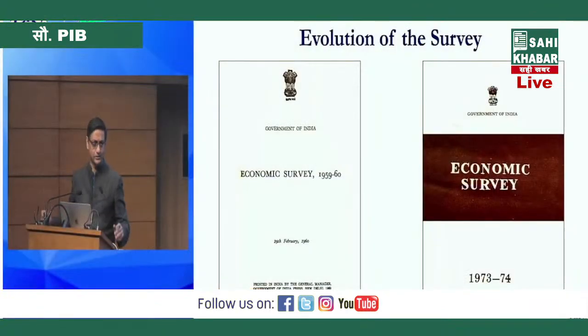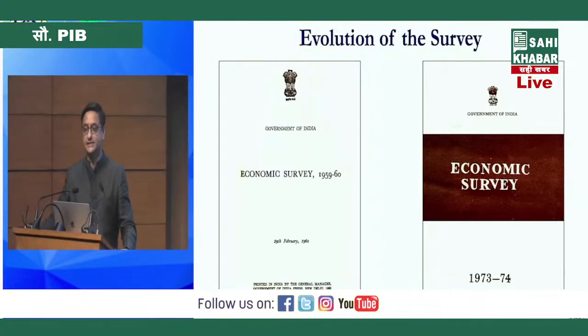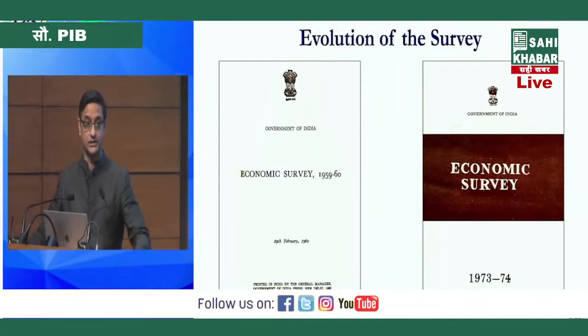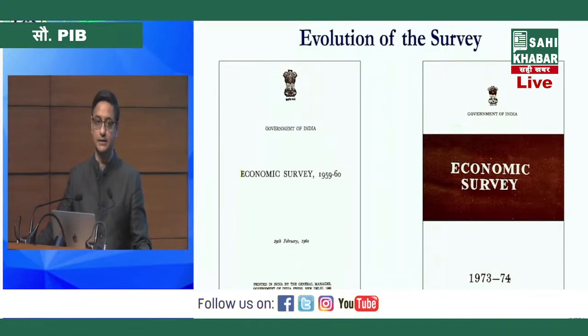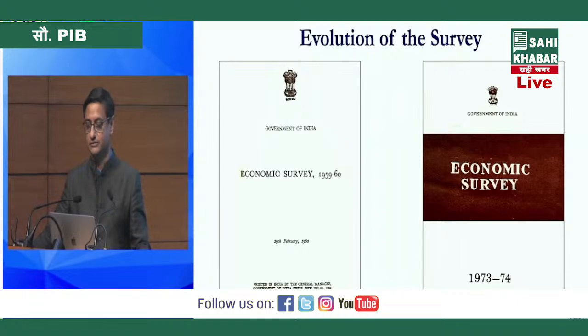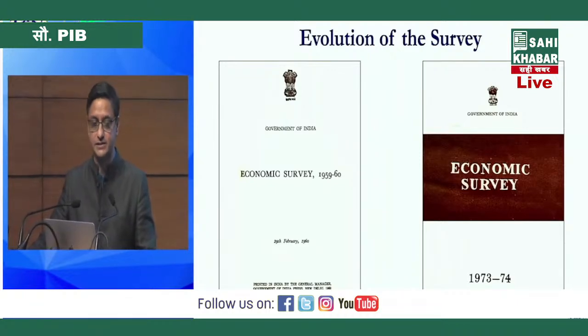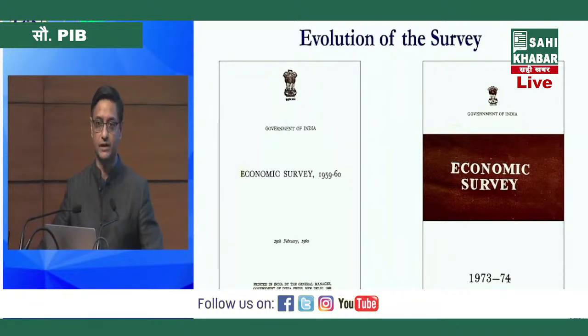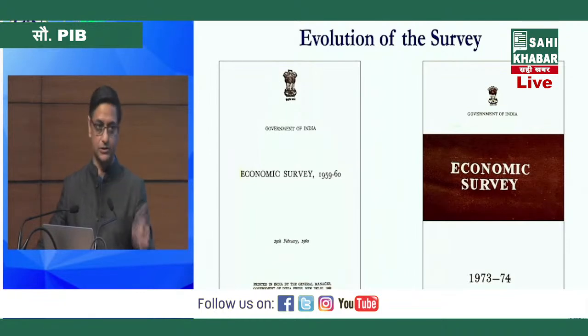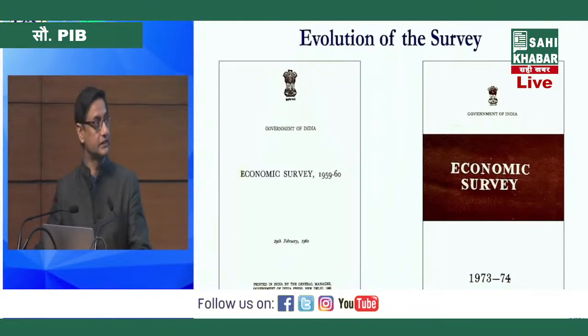And the earliest one that I could find is from 1957. It was a very short document, only 38 pages long. And it was basically a descriptive document. It had some recent trends, but not much by way of analysis, and almost nothing by way of recommendations and so on. So it was a very simple document, but nevertheless, that's where it started out. You can see on the left image, one of the earliest ones that we have images for. This is the one from 59-60.